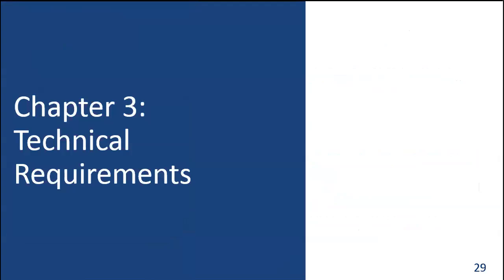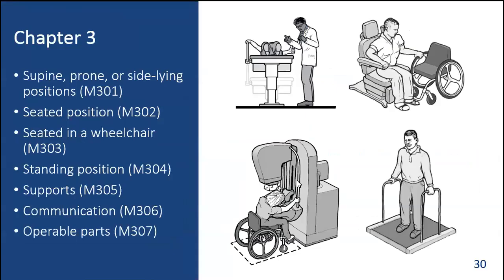Moving on to Chapter 3, Technical Requirements. There are 7 sections in Chapter 3, which can be divided into 2 parts. The first 4 sections are devised based on the position the patient is in during use of the diagnostic equipment. M301 covers diagnostic equipment used by patients in supine, prone, or sideline positions. Supine means lying on your back, and prone means lying on your stomach. This is illustrated by a patient lying on their back on an examination table, with a healthcare worker standing beside the patient.